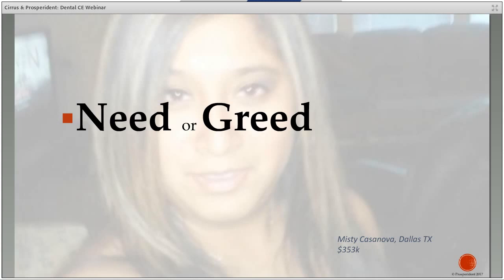What's interesting about these people is how they spend the money. The picture on the screen is somebody named Misty Casanova from Texas. Misty took her dentist for over $350,000. And she would buy things like front row tickets at Beyonce concerts. I mean, think for a minute about what that costs. And of course, if you're sitting in the front row, you can't really take the bus to the concert. You have to hire the limo. Greedy people tend to spend their money conspicuously, as opposed to the needy ones who are really there to put food on their tables.